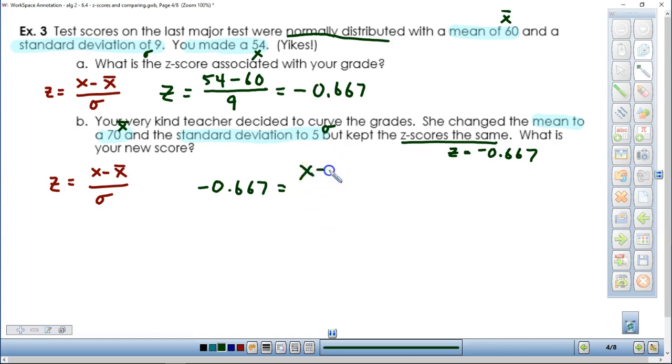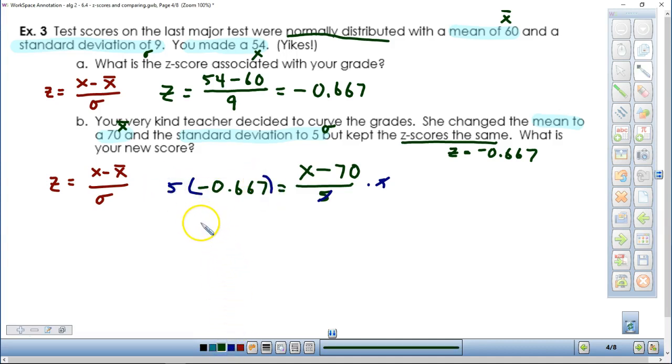minus the mean, which is a new mean of 70, divided by the standard deviation, which is a new standard deviation of 5. Now, in order to solve this, what we're going to do is multiply both sides times 5 to get that out of the denominator, right?